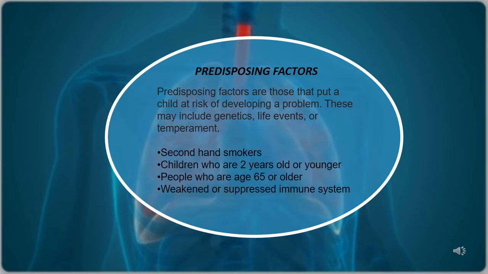Predisposing factors are those that put a child at risk of developing a problem. These may include genetics, life events, or temperament. The predisposing factors of pneumonia are second-hand smokers, children who are 2 years old or younger, people who are age 65 or older, and weakened or suppressed immune system.